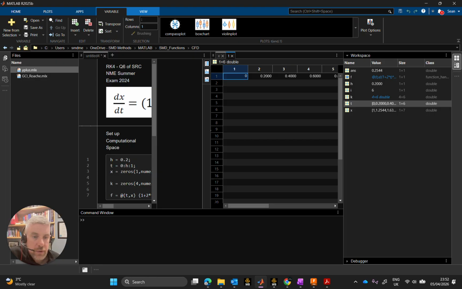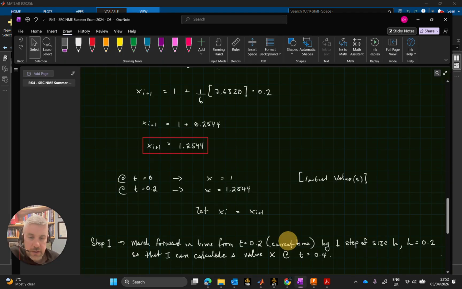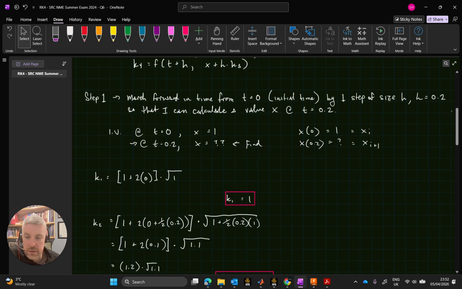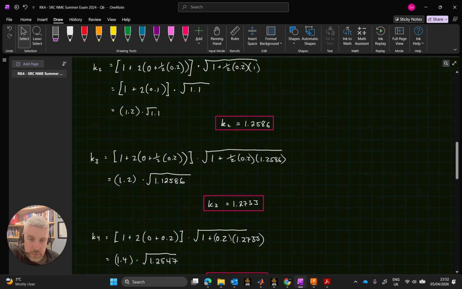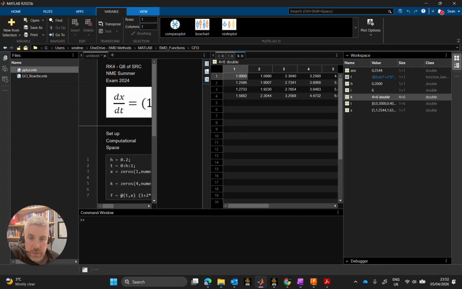And let's have a look at our k's. So there's k1, 2, 3, and 4. So let's just double check that. These should be right because our x's have been right. So I'm at a 1 and then a 1.2586, checking our hand calculations of a 1, 1.2586, and then we have 1.2733 and 1.5682. So everything looks hunky-dory there.